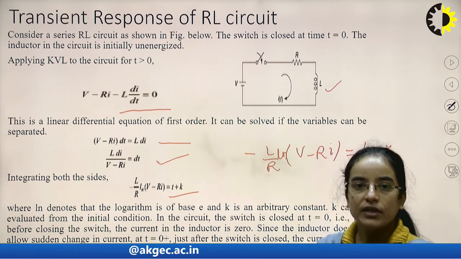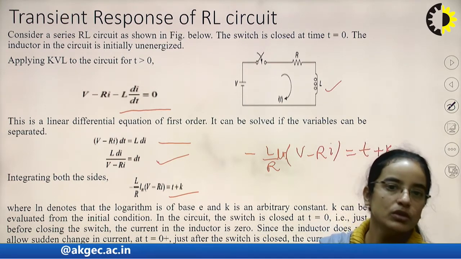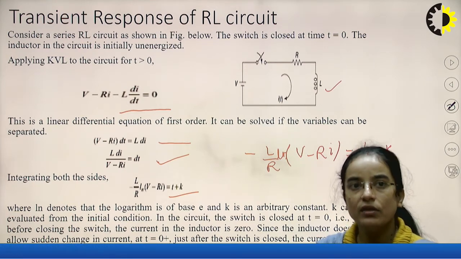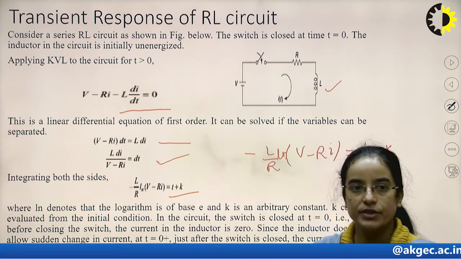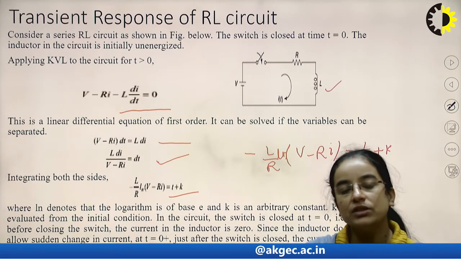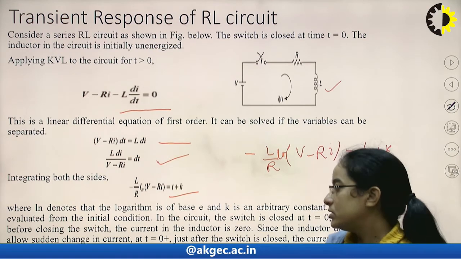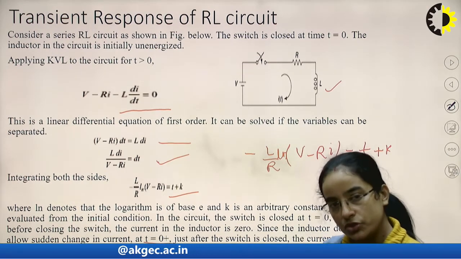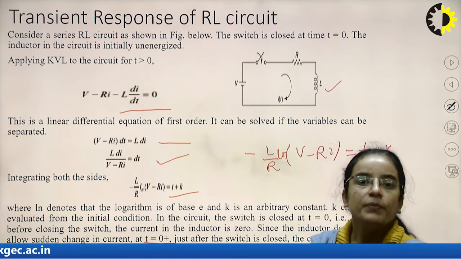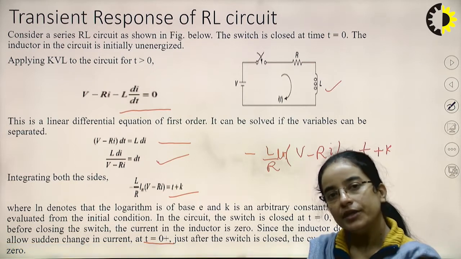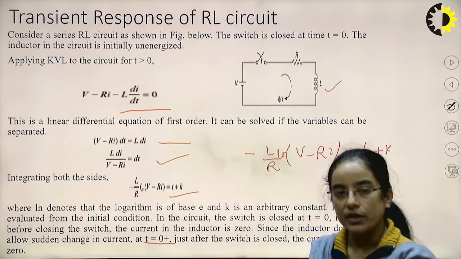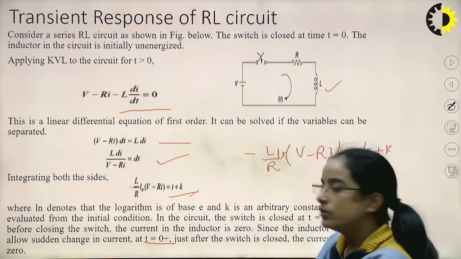So in this circuit, the switch is closed at t equal to 0. Just before switching, it is mentioned that the inductor was de-energized or unenergized, so there was no current. Since the inductor does not allow a sudden change of current, just after t equal to 0 plus, that means just after switching, there will be no current, because initially the inductor was de-energized and the inductor does not allow a sudden change of current.